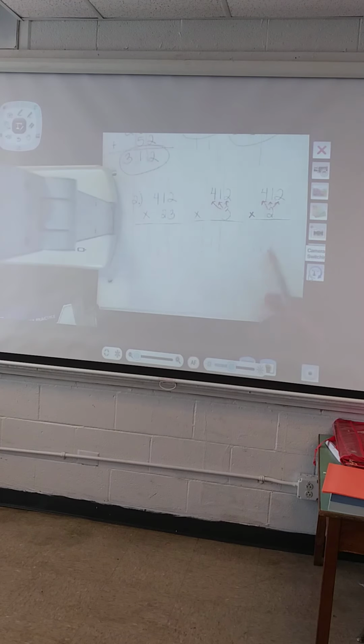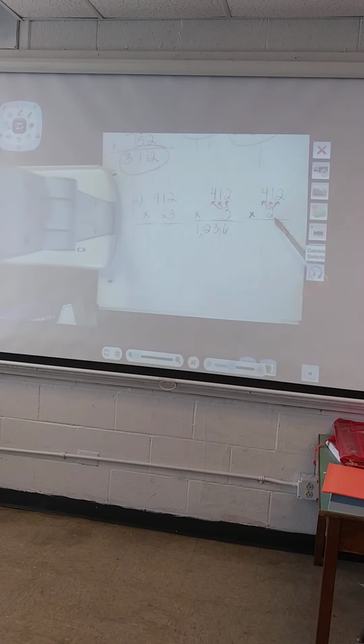So I'm going to start the first one. So my arrow, I drew that 3 to that 2. So what's 3 times 2? 6. What's 3 times 1? 3. What's 3 times 4? 12. Now, can I put that whole 12 in that one spot? No, I have to put the 2 and move the 1 in front of it. And that's 1,236. I'm going to go ahead and put my comma after my 1. Everybody got that?